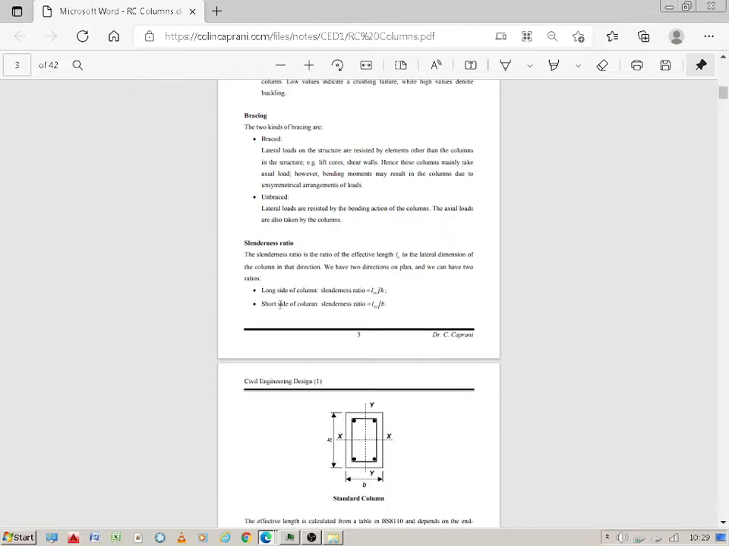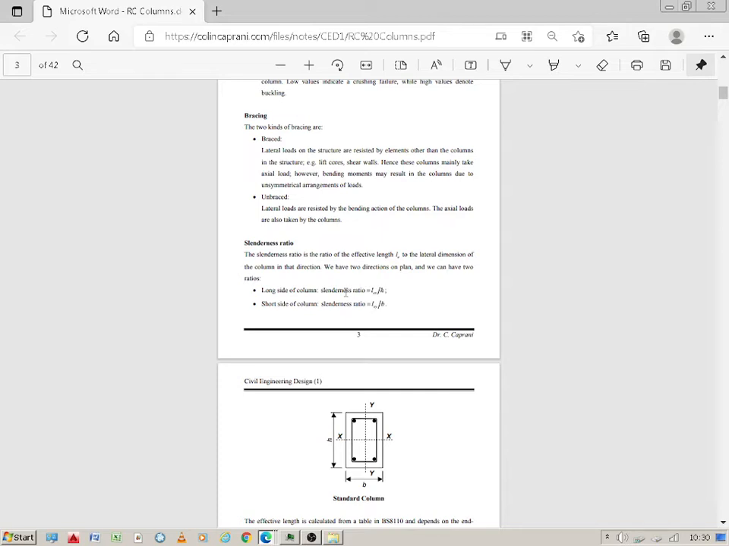The slenderness ratio is the ratio of the effective length LE to the lateral dimension of the column in that direction. We have two directions on plan, and we can have two ratios. The length of the long side of a column, when you've got a rectangular column, is usually called H. That's the higher side. And the x-axis goes through the middle of H. So H/2 is where the x-axis is.